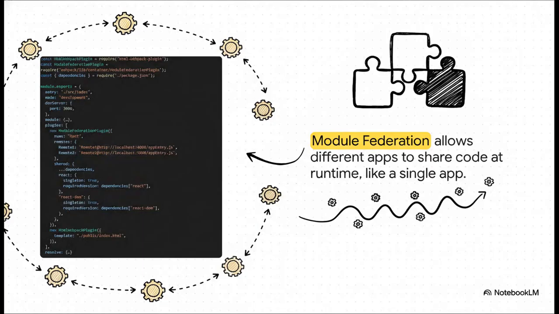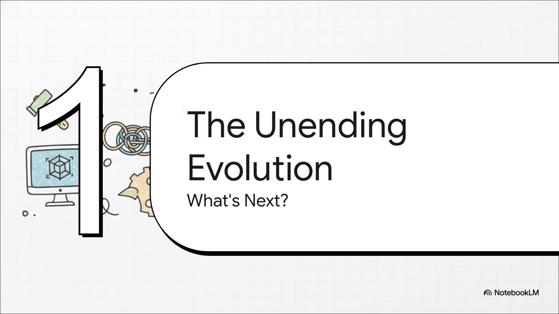Now, the secret sauce that makes all this possible is a technology called module federation. Don't worry about trying to read the code here. The big idea is what matters. It's what allows all of these separate, independent apps to share code and components with each other live, right in the user's browser. So even though they're all built and deployed separately, to the person using the website, it just feels like one perfectly seamless application. It's kind of magic.